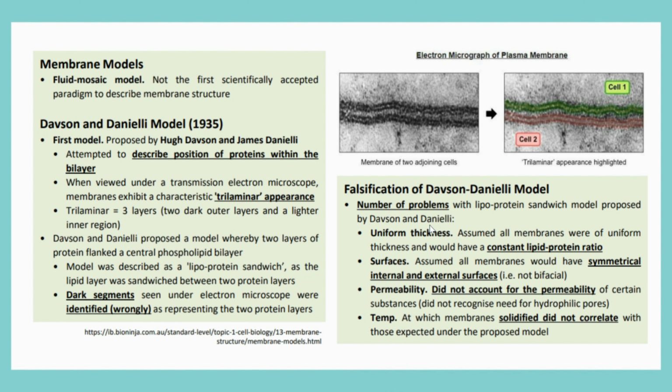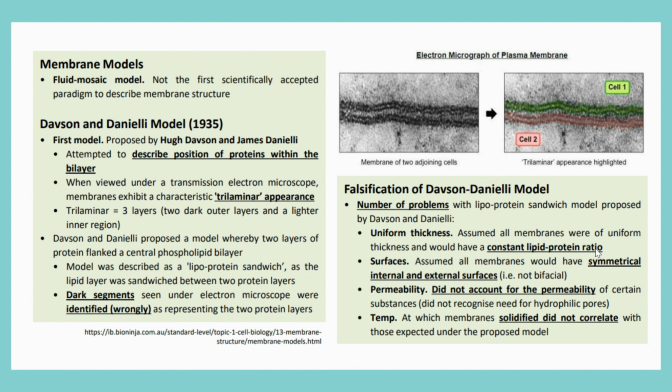So the falsification of them, the number of problems with the lipoprotein model were too many. One, they assumed that there was uniform thickness, which meant that they assumed all the membranes were of uniform thickness and would have constant lipid protein ratio. The surfaces were also assumed to be symmetrical internally and externally, and the permeability was not accounted for in the membrane, and the temperature at which the membrane solidified did not correlate with what was expected under the proposed model. So these were the problems that were flagged out of the Davison-Danieli model.